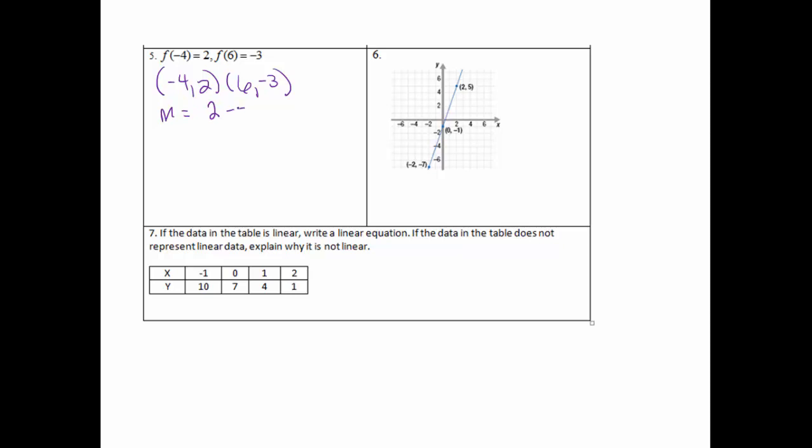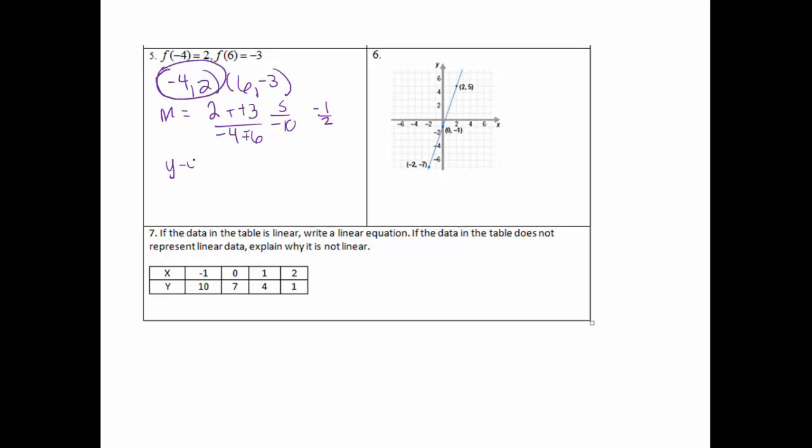I'll do 2 minus -3, and then over -4 minus 6. This is going to give me 5 over -10. And 5 divided by -10 is -1/2. It's not -2, so be careful of that.